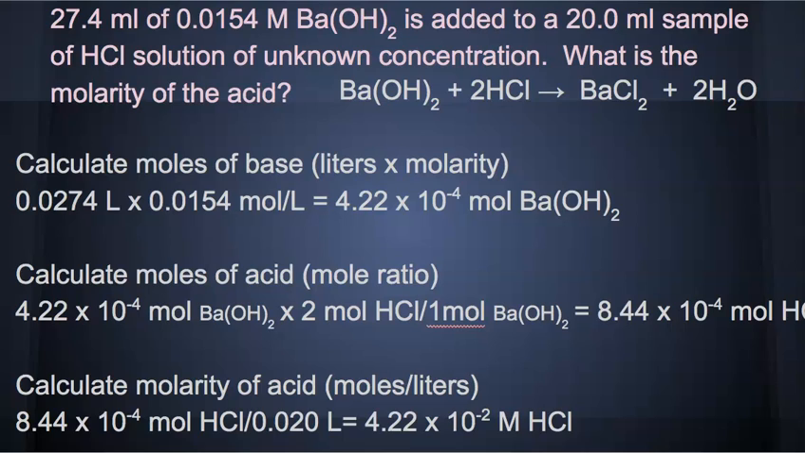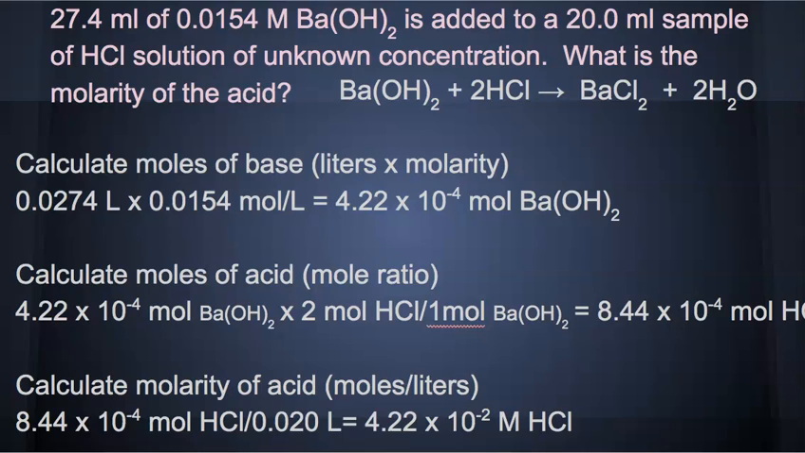Okay, let's do one more practice together. This time it's not 1-to-1. 27.4 milliliters of 0.0154 molar barium hydroxide added to 20 milliliters of HCl. And we want to know what is the molarity of the acid. So here our balanced reaction is BaOH2 plus 2HCl makes BaCl2 plus 2H2O. Again, base and an acid make a salt and water.